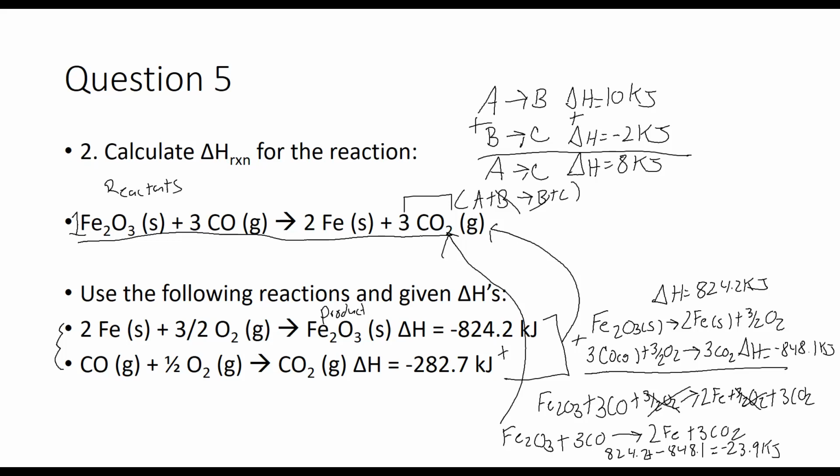How did I get negative 848.1? In my bottom equation here, I need to multiply that by 3 because, like I said, I have 1 mole of carbon monoxide as a reactant, but in my target, I have 3 moles. So I multiplied this reaction by 3 to get 3CO plus 3/2 O2 goes to 3CO2. When you multiply a reaction by a number, the delta H gets multiplied by that same number. So that 848.1 is simply 282.7 multiplied by 3. That's what I did there.